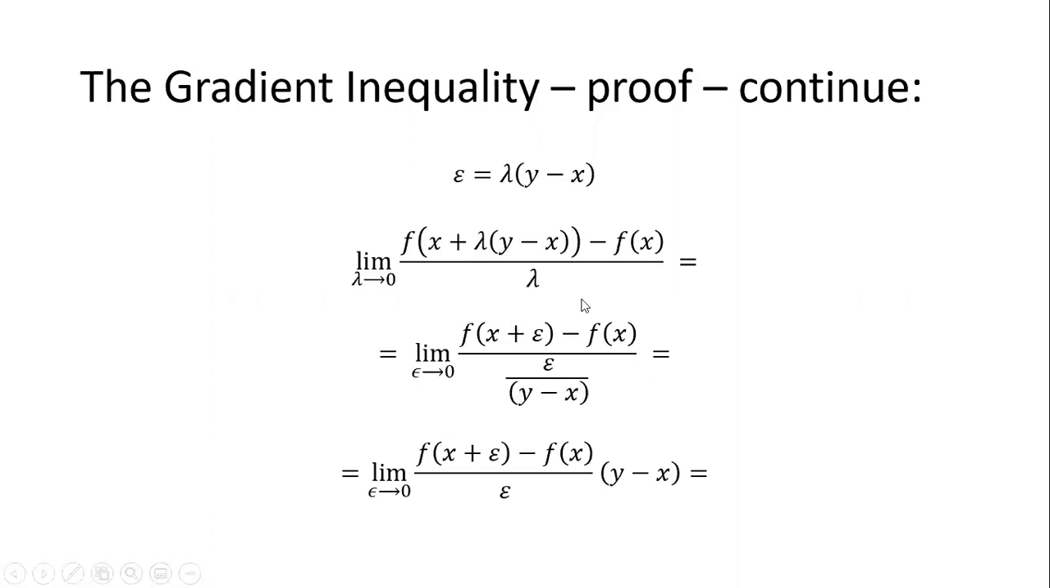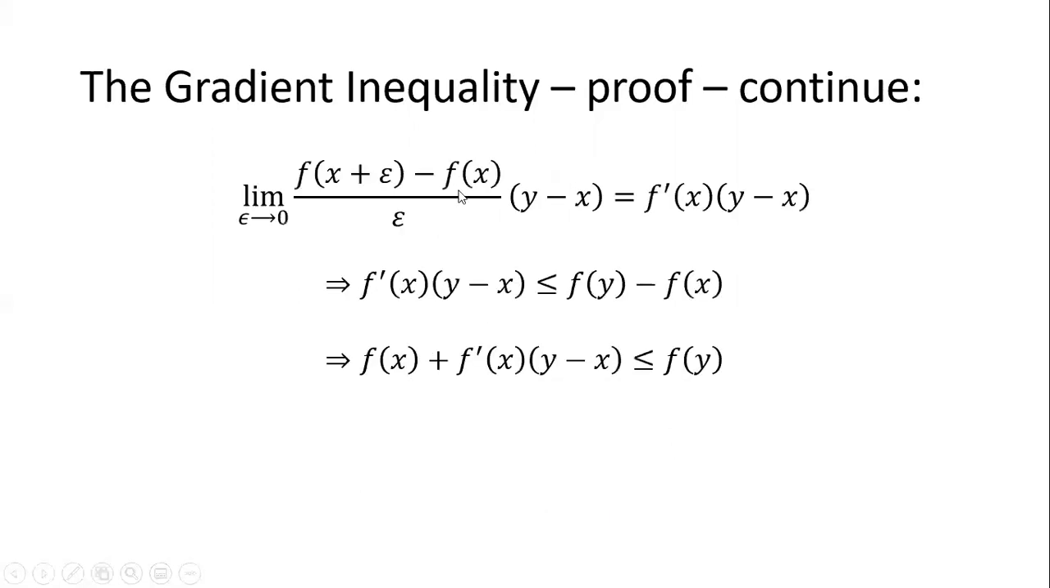Now we will rearrange this expression in this form. So we get the limit of epsilon going to 0 of the expression (f(x plus epsilon) minus f(x)) divided by epsilon, multiplied by (y minus x). And this is equal to the derivative of f at the point x, because this limit is the derivative of f at x, multiplied by (y minus x).